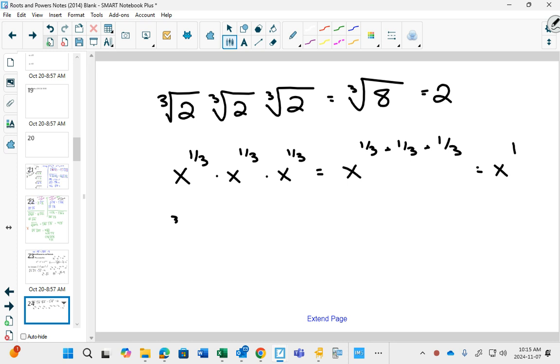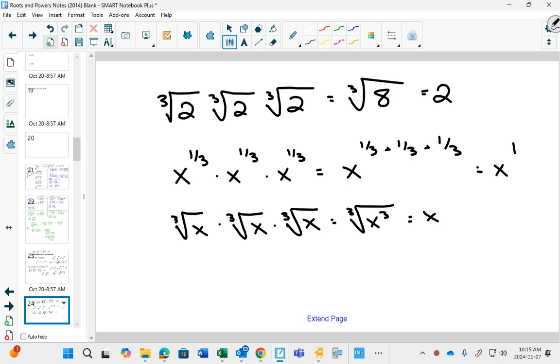And if I did the cube root of x times the cube root of x times the cube root of x, I would get the cube root of x cubed, which is also just x to the 1. So the cube root is the same as x to the 1/3.